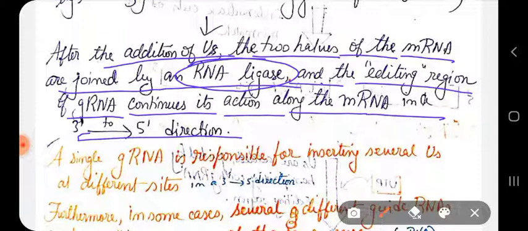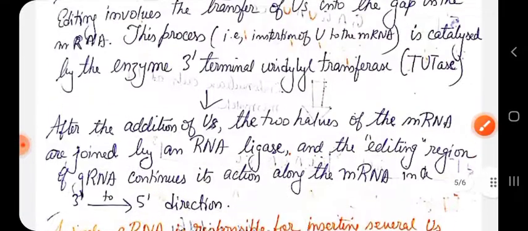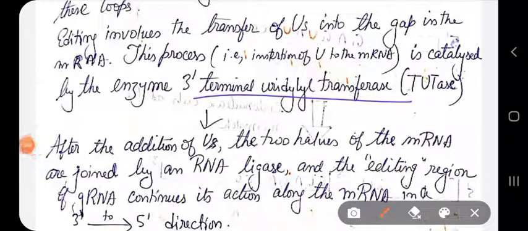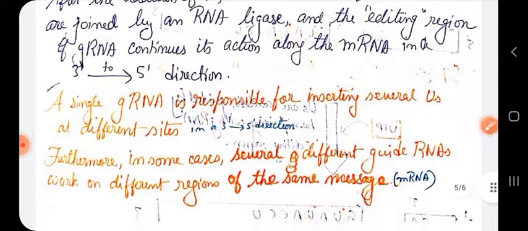This guide RNA is again searching for a site where editing of the mRNA will be done. Again it will bind. Then at the editing region, in this example, there are multiple adenines, and thus a loop formation will occur because it will not base pair at those regions. This will be recognized by the endonuclease enzyme, which will cleave them, and at that site, with the help of TUTase enzyme, that means 3' terminal uridylyl transferase, uridines will be added and sealed by ligase again. So this will continue, and in this way editing will be done.